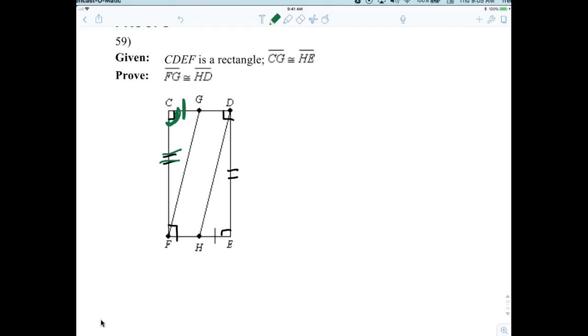All right. You're asking me, how did I know CF is congruent to DE? It's a rectangle. Definition of rectangle: opposite sides of a rectangle are congruent. You with me now? So CG was given, HE is given, and it's a rectangle, just like we knew the angles are 90, because it's a rectangle. If it's a rectangle, the opposite sides are congruent, and the angles are 90.